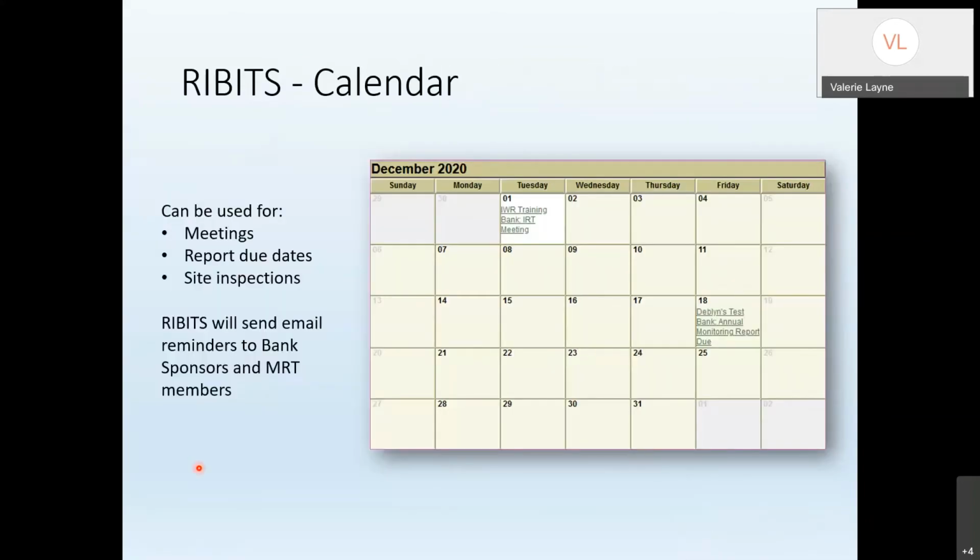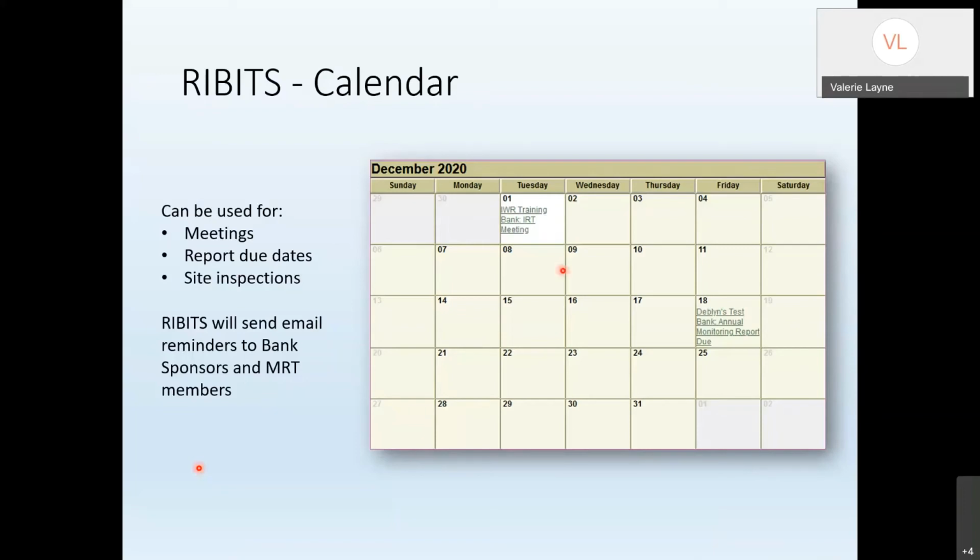This is an internal feature. The calendar is an internal feature. It's not available to the public, but it's a great project management feature, I find. Regulatory bank managers can schedule meetings and site visits, due dates, or other things in the calendar. And RIBITS will send out email reminders to a list that's determined by the bank manager. And that can include IRT members, bank sponsor, and consultants preparing documents.